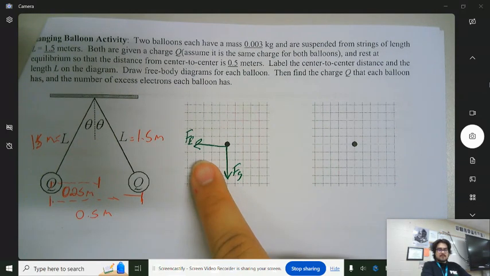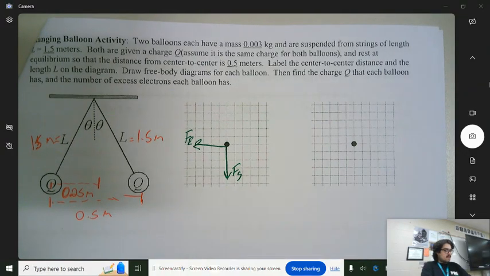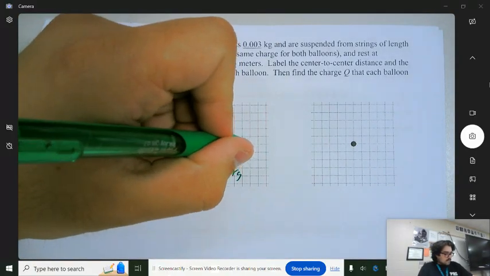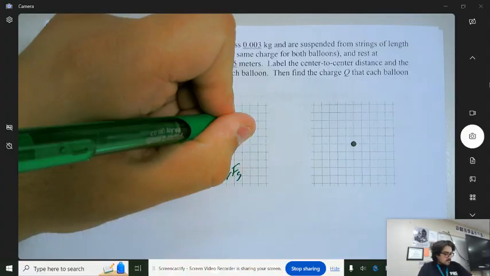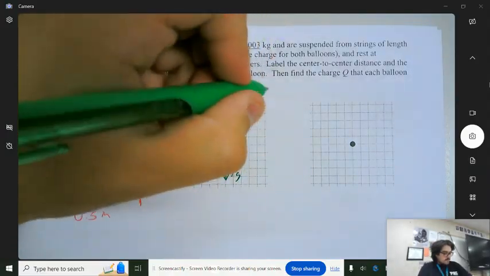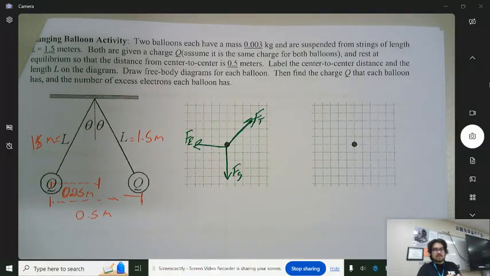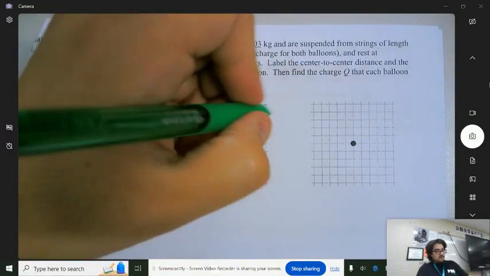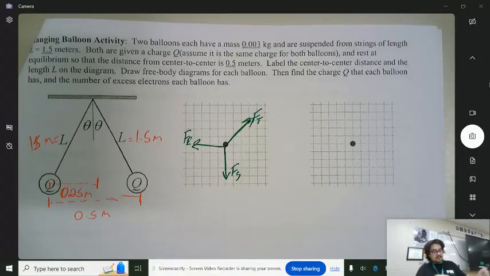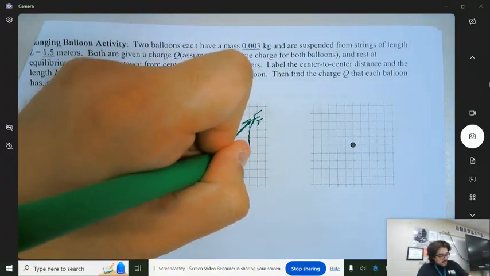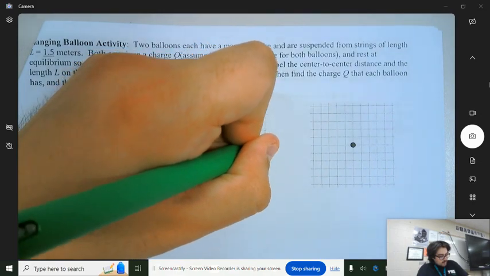You have the electric force pulling to the left. And then you should have a tension force from the string going up and to the right. So we'll draw it like that. And then you have a vertical and a horizontal component to that tension force. So you have a vertical component and a horizontal component. This is Ftx, Fty.